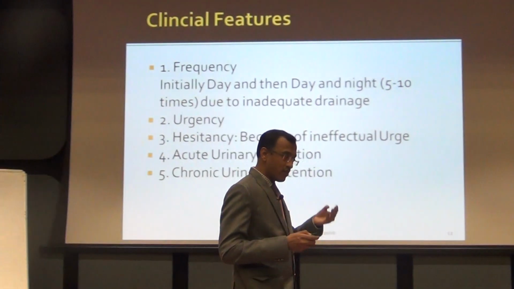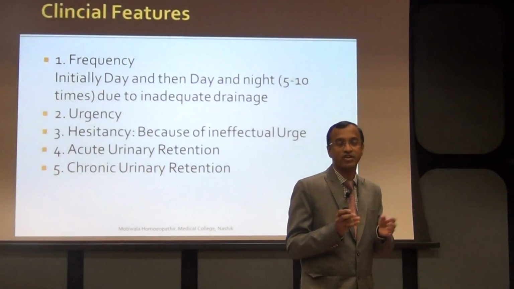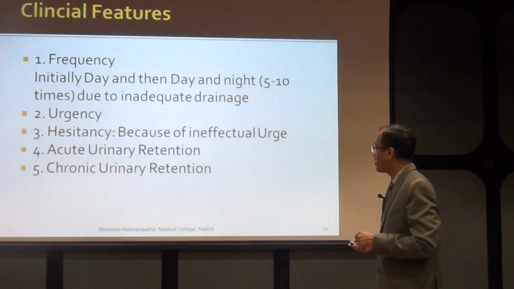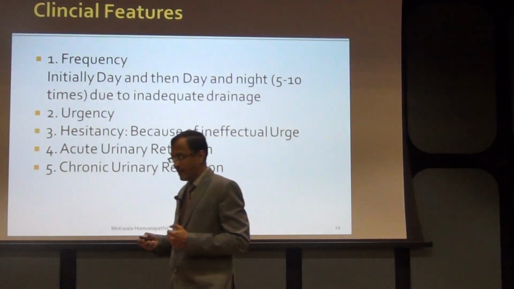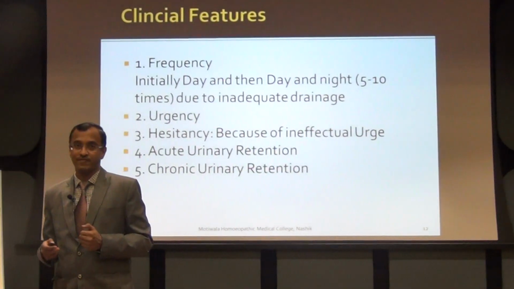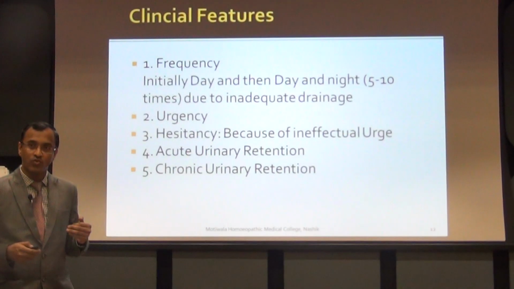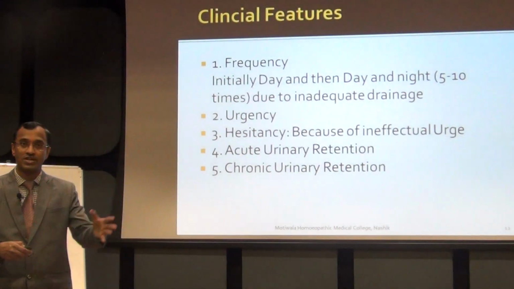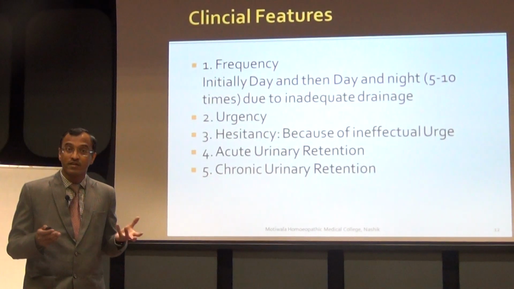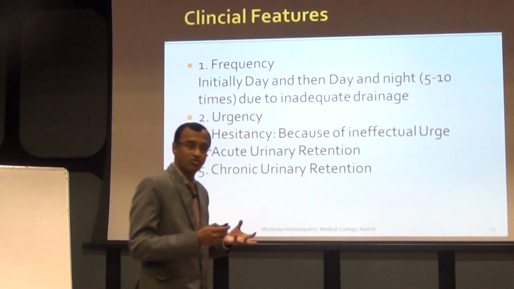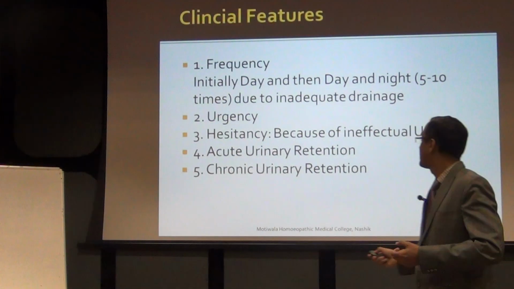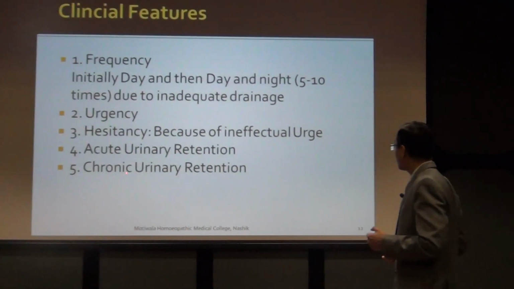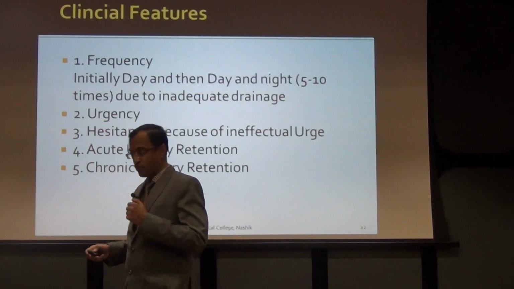Now, even though a very small amount of urine is accumulated in the bladder, because of the prostatic urethral involvement, you will find that there is an urgency for urination and he cannot wait. An elderly person who cannot wait and has to go very often and urgently. He has to immediately go to void the urine. The third level is the hesitancy. You will find that they are very hesitant because of ineffectual urge.